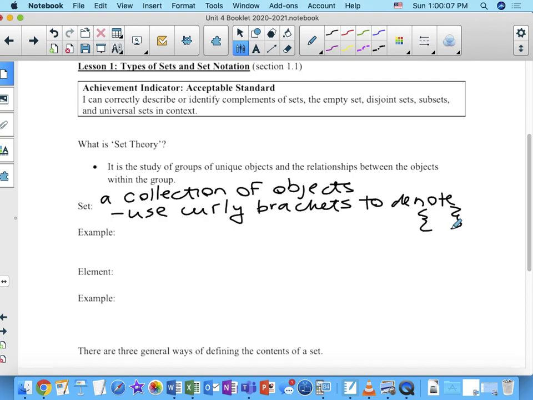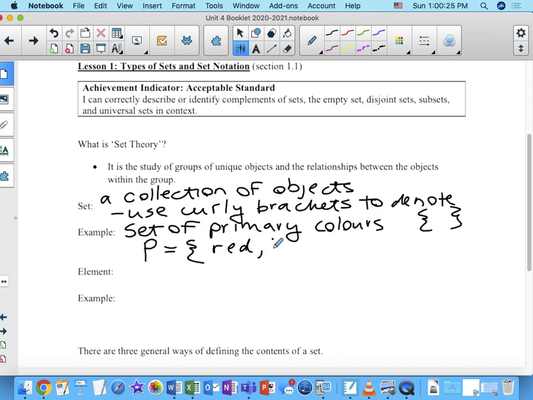Okay, so let's say, for example, we're talking about the set of primary colors. And I'm going to define set P to equal the set of red, blue, and yellow. Okay, that's an example of a set. The objects that are within the set do not necessarily need to be numbers. They can also be colors, they can be people, they can be other things as well.